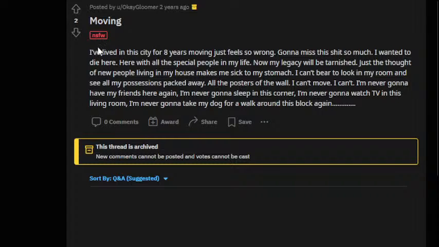Do you want to read the moving one? This one is not even a little bit insulting. This one is just really sad. This just makes me really sad. Do you want to read it or no? I'm just skimming through it.